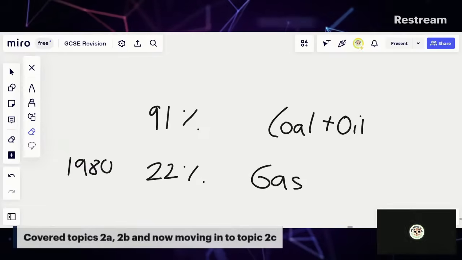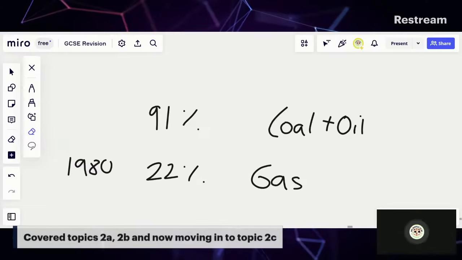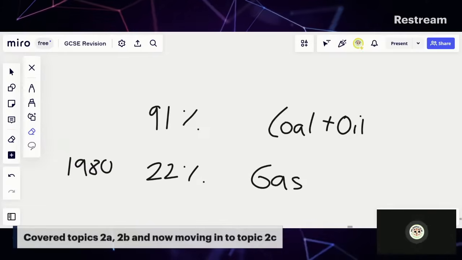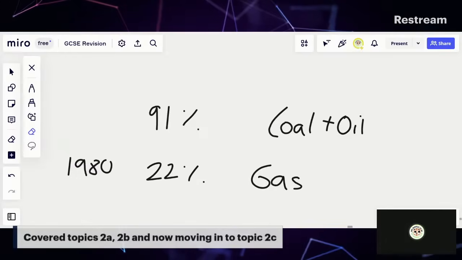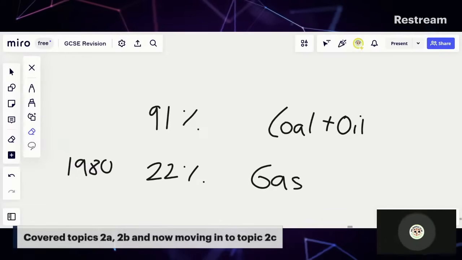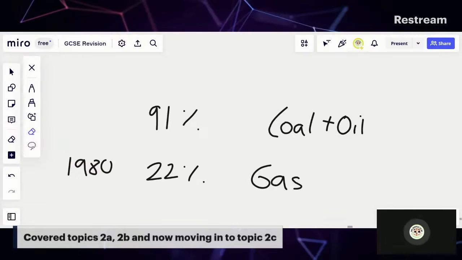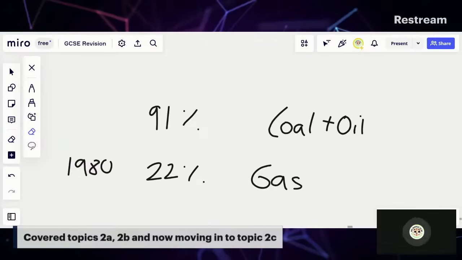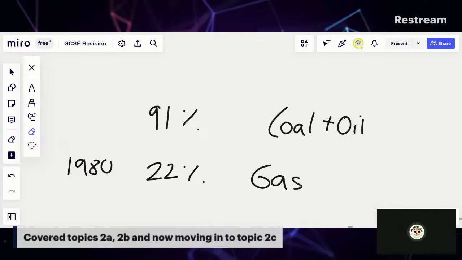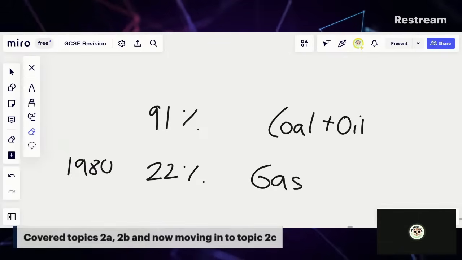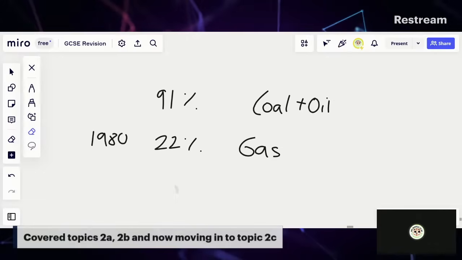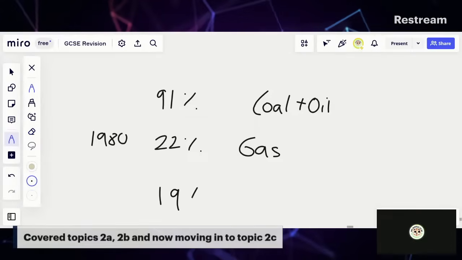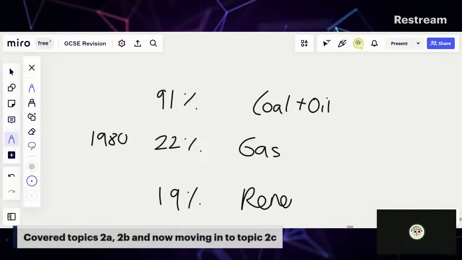And then more recently, obviously, there's been a shift to renewable energy resources, and therefore there's been a ban on coal-fired power stations, and they're all due to close by 2025. And 19% of all electricity is going to be renewable energy. And in 2019, 19% of all energy was renewable.